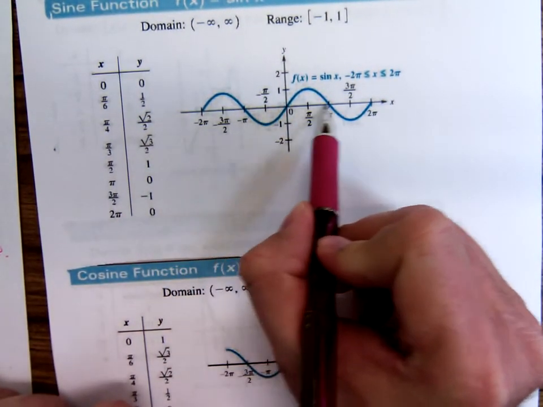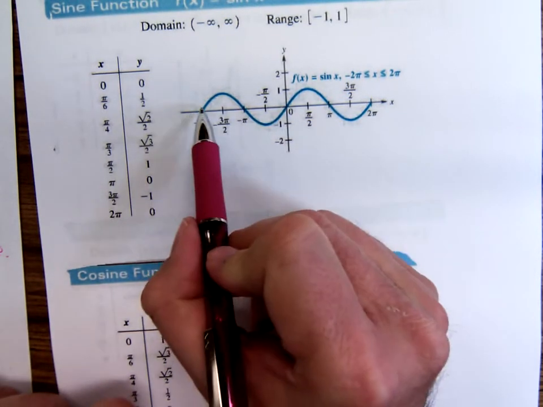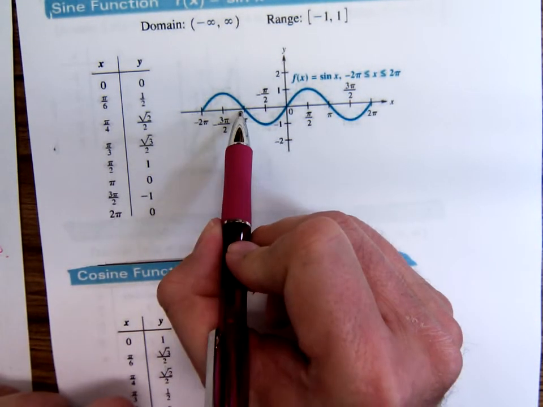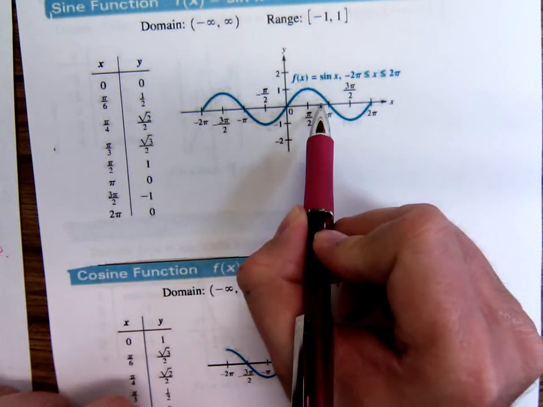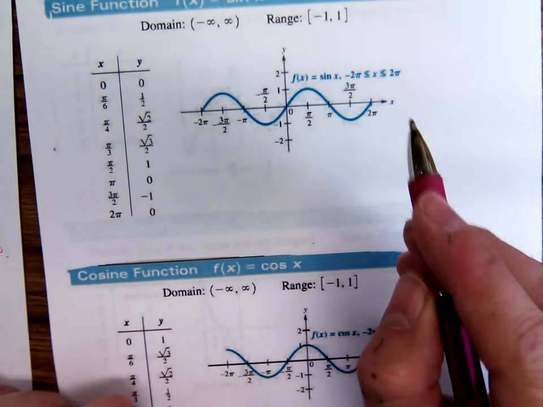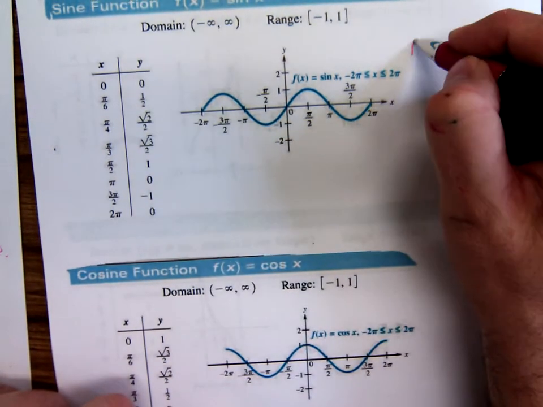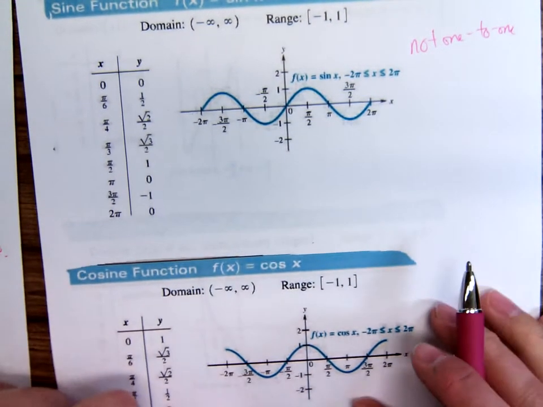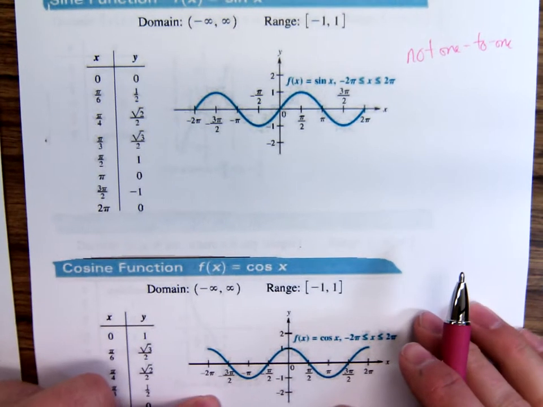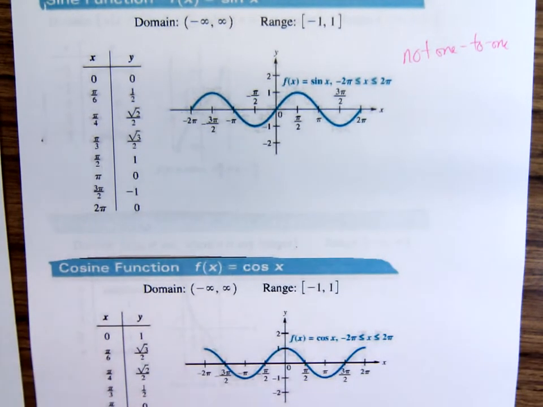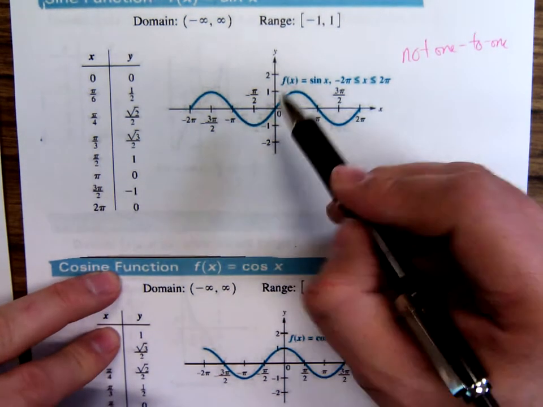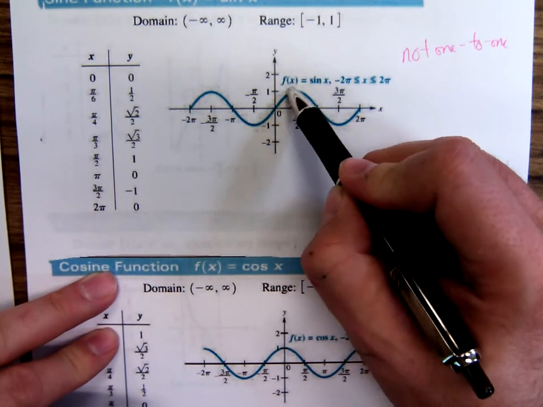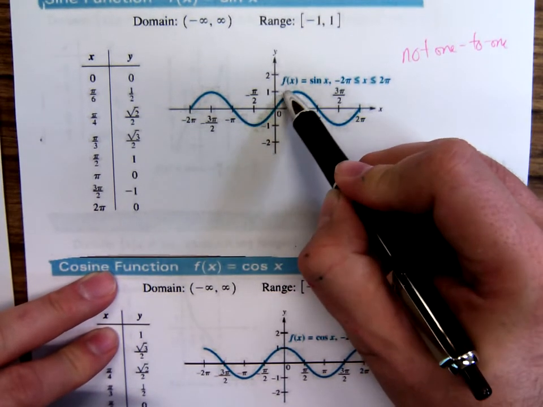Can you draw a horizontal line that intersects the graph more than once? Yeah, so this thing's not 1 to 1. Okay? Well, could we look at just one particular part of it and find a part that would be 1 to 1? Like if we were going to trace along and try to figure out a part that's 1 to 1. Like what about going from 0 to pi, this part right here, is this 1 to 1?